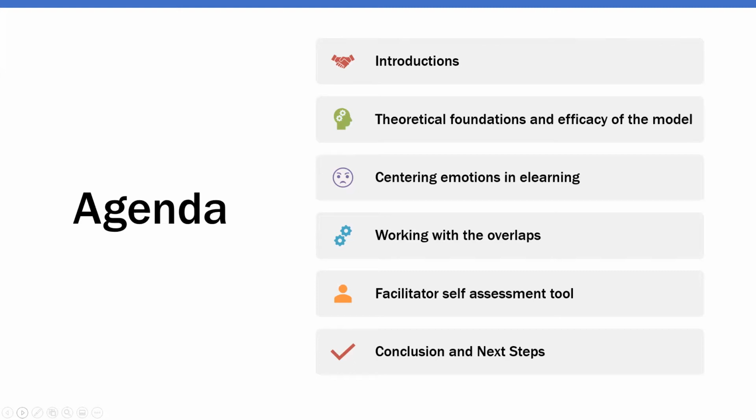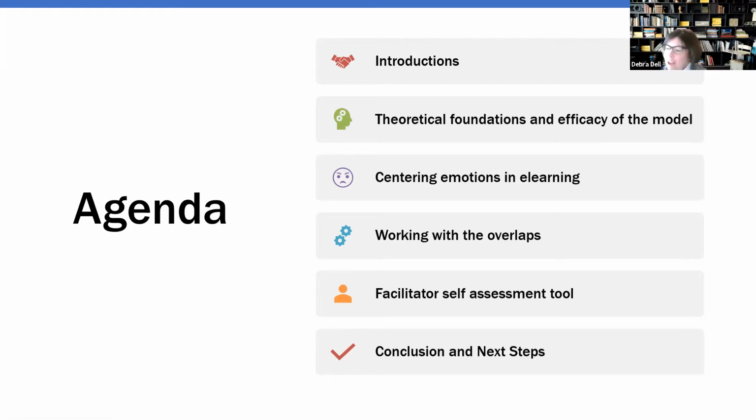Then I'm going to introduce you to the facilitator self-assessment tool. If you haven't had a chance to download it from the documents that are attached to the presentation, it's actually the first link. The second link is a mistake from a different presentation altogether. Then we're going to conclude with some next steps.